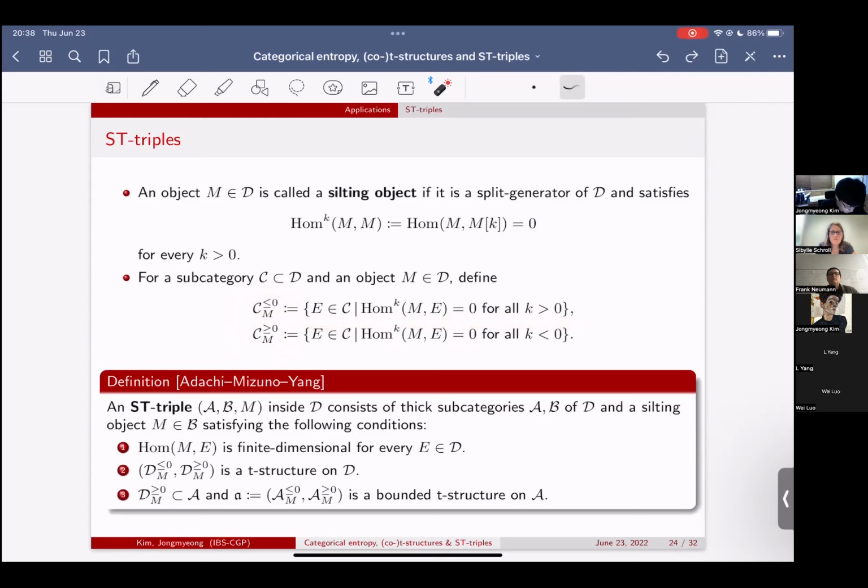Using these notations, we can define an ST triple. So an ST triple is a triple A, B, and M, where A and B are full subcategories of D, and M is a splitting object of B, satisfying the following conditions.